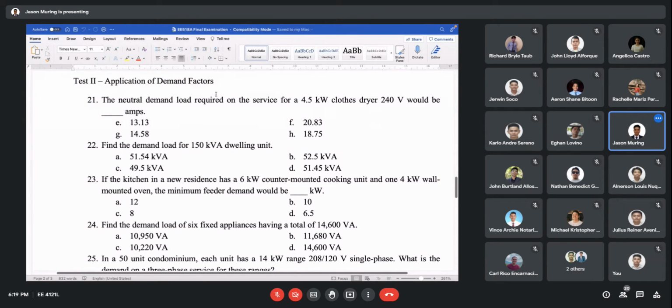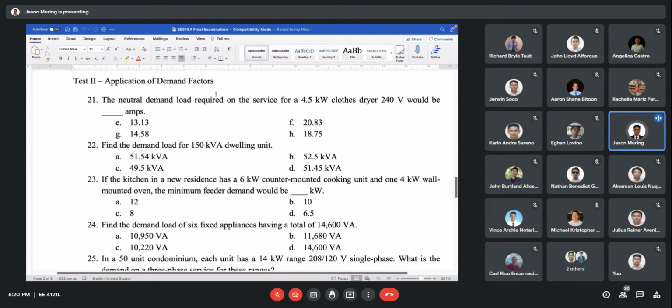Let me use my calculator. 5,000 divided by 240. I have here 20.83. This is usually the case in the board exam also. Every time you calculate something, there will always be an answer, a value that is in the options. But that doesn't mean that it is the correct answer.